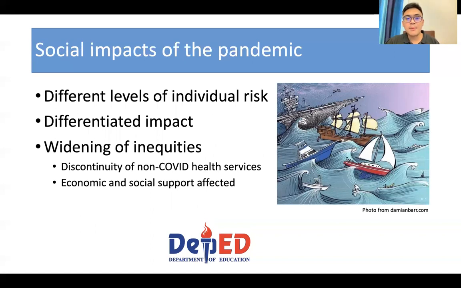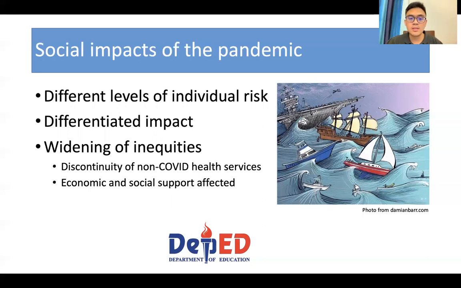Another thing that we need to understand about pandemics is that there's actually a social impact that we also need to be mindful of. Especially if we work with communities, schools, workplaces, in our barangays, there's a differentiated risk at the individual as well as at the community level. And there's also a differentiated impact because, on your right, you can see a picture that shows a rough sea, and there are different sizes of boats. They always say that we might be in the same storm, but the boats that we're in are actually different. So our ability to weather the pandemic depends on the resources that we have. And of course, given the state of the pandemic right now, it has widened certain long-standing inequities.